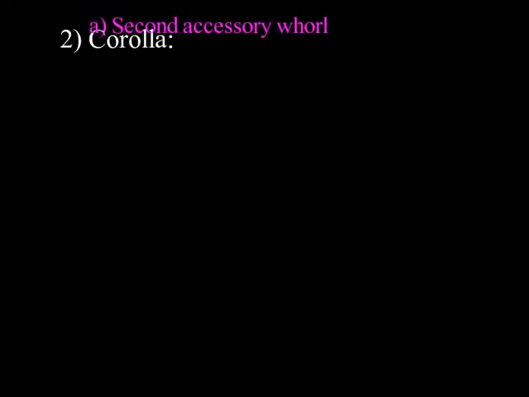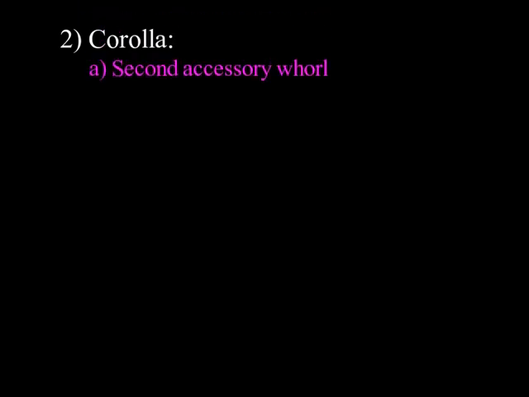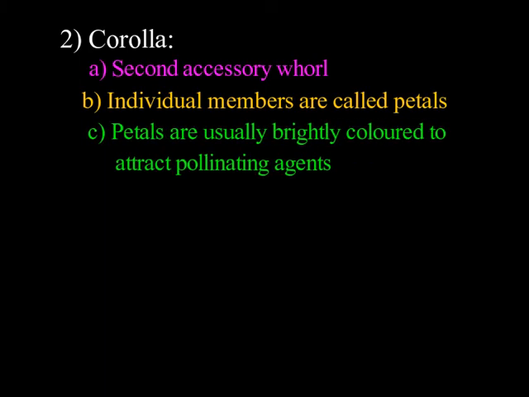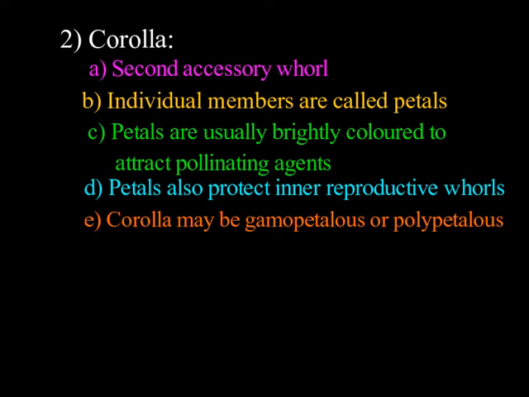Corolla. It is the wall inner to calyx. The individual members of corolla are called petals. The petals are usually brightly colored to attract pollinating agents. Corolla also protects the reproductive whorls.